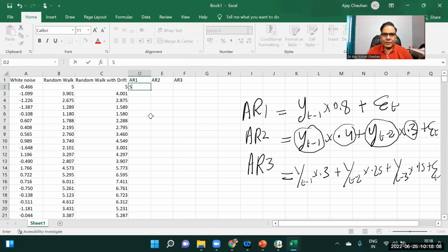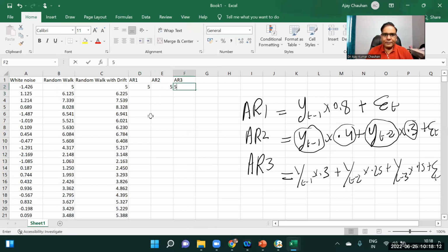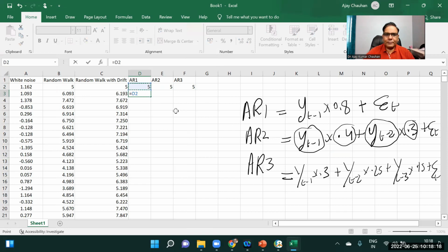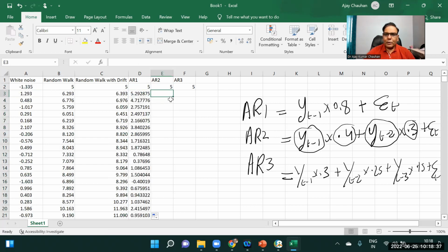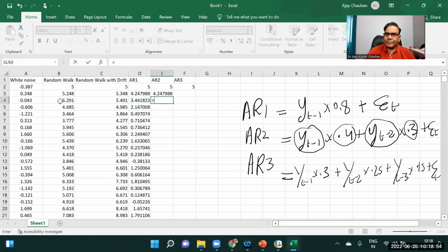So the starting value I'm taking is 5. Now this value is equal to 0.5, 5 rupees, yt minus 1 multiplied by 0.8 and plus white noise. This is the AR1 series. The information is only coming from one lag. Now in this case, I am taking the AR2 series. The first one is just like AR1, multiplied by 0.8 plus et. But in the second case, I am using two values.